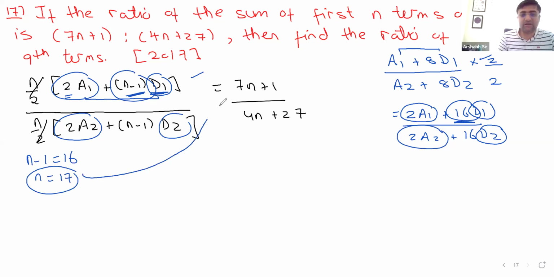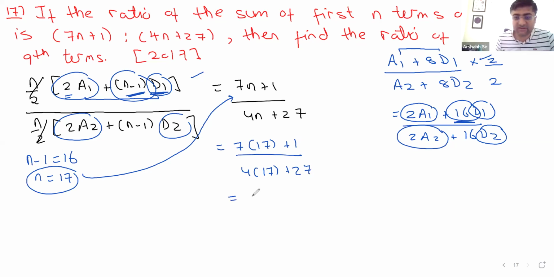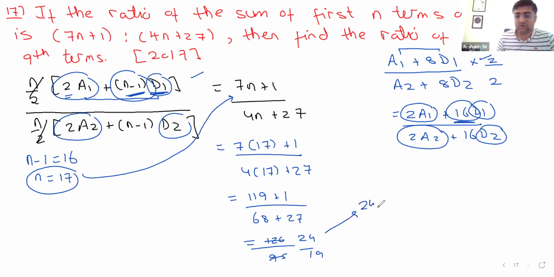अब ये वैल्यू आप यहाँ पे डाल दीजिए. So 7 into 17 plus 1 upon 4 times 17 plus 27. हाँ जी, 7 into 17 is 119 plus 1. 4 into 17 is 68 plus 27. That is 120 upon 95. 5 से करो 24, 5 से करो 19. So the answer is 24 is to 19.